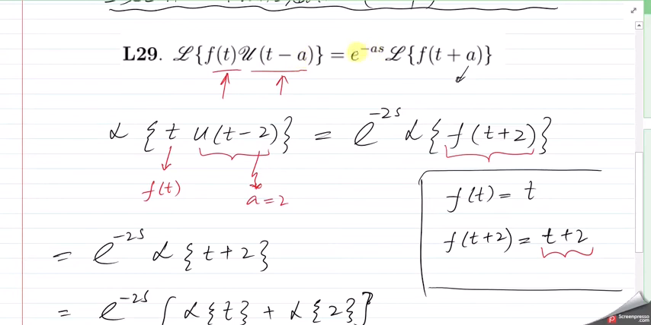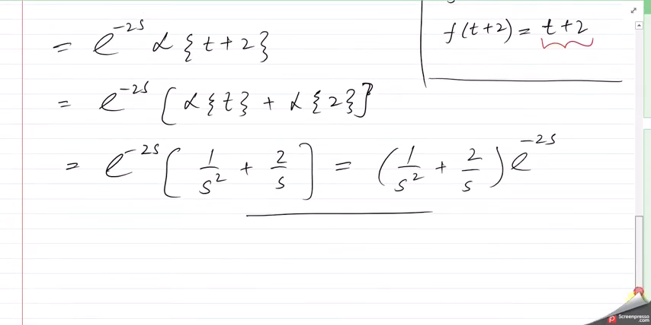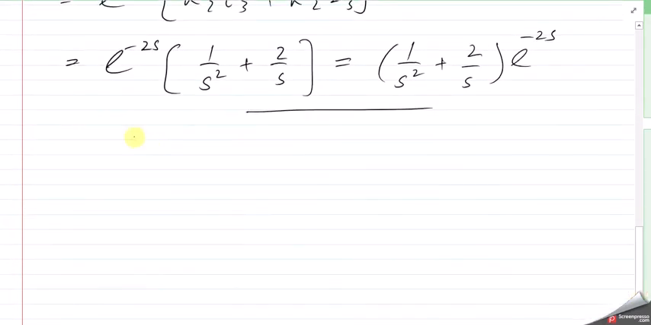Here it is with the same minus sign, but here it is plus sign. So please note that it is e power minus 2s, but here it is plus 2. That's a very important difference to note. Just in case, for example, if f of t was t cube, what would be f of t plus 3?